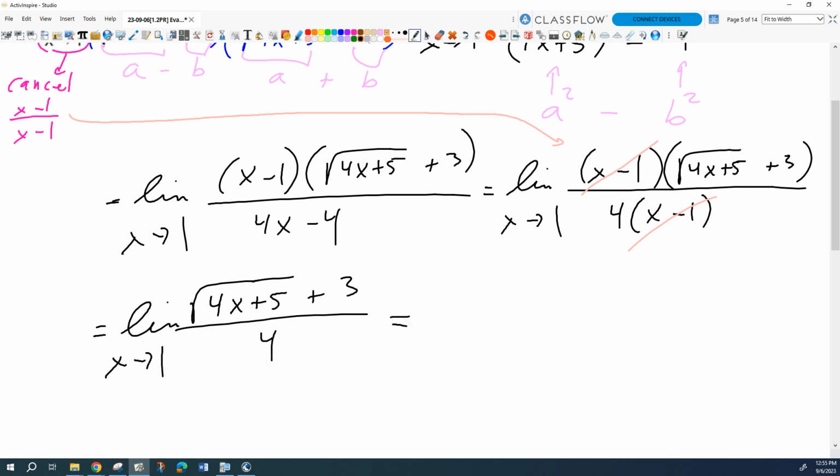Okay, when I evaluate directly now, what do I get? 6/4. Everybody agree? Okay. Three halves. That's it. Okay, good. We got it.